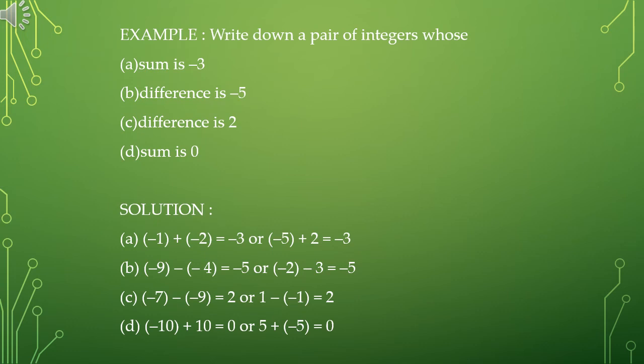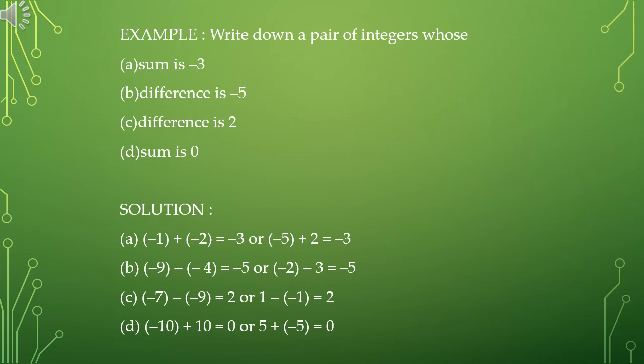Now in the B part, write down a pair of integers whose difference is minus 5. Here I have taken minus 9 and minus 4, and we have to subtract, that is, we have to find the difference of these two. So minus 9 minus minus 4 will become plus 4. So minus 9 plus 4 is minus 5. You can take any other example as well.